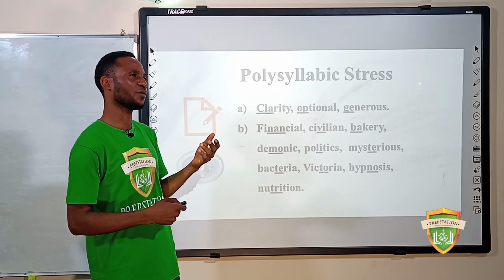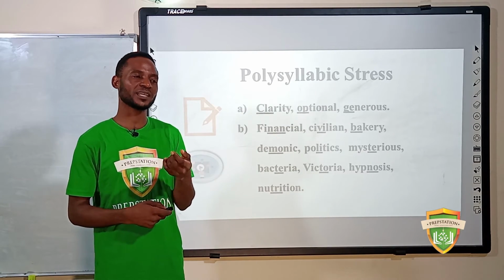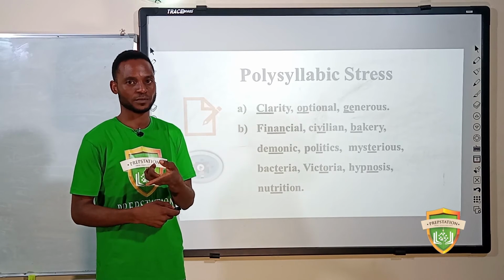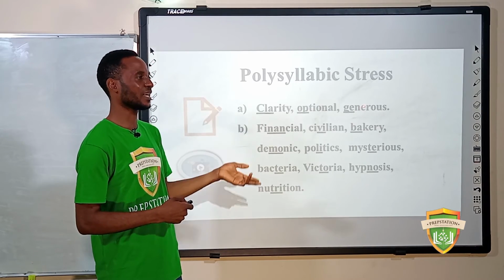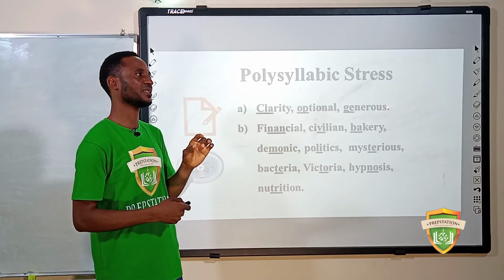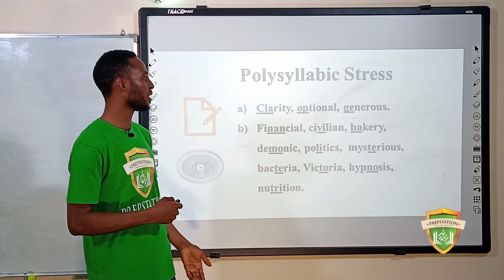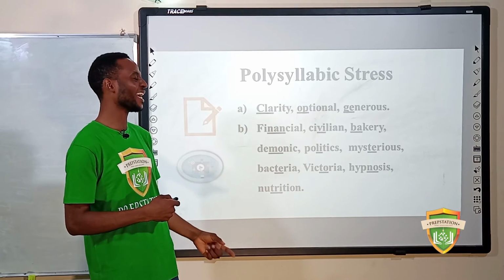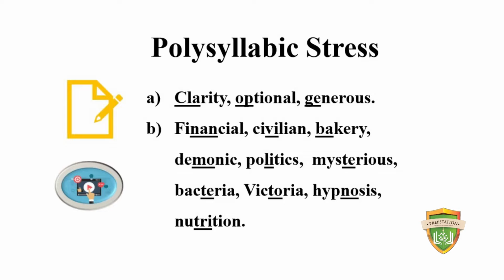Generous. Then for words that end with IVE, for instance, representative, you're going to have the stress on the third syllable. That's why the third syllable is stressed in representative. Do you understand? Then for words that end with IAL, not AL this time around, the primary stress falls on the second syllable counting from the end. That's why you have financial.